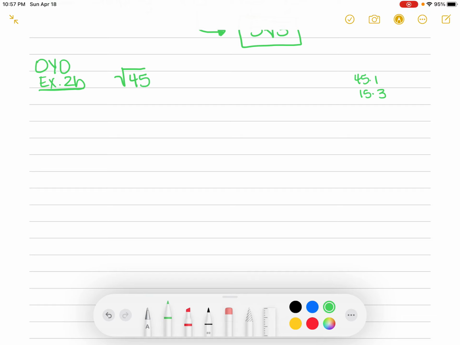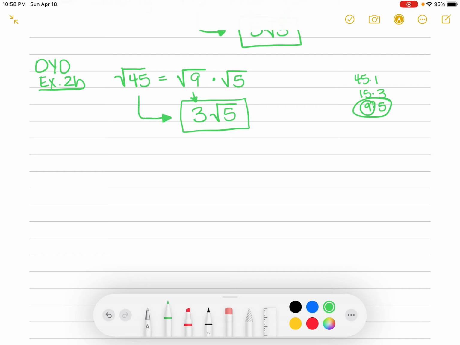Okay, now that you're back, after you figured out all your 45s, here's all the numbers that make 45. I see one square in there, and that's the 9. So we're going to do 9 times 5. Square root of 9 times square root of 5. Now I can find the square root of 9 is 3, and then I just leave the square root of 5 like that. So there's my answer. The square root of 45 is 3 times the square root of 5.